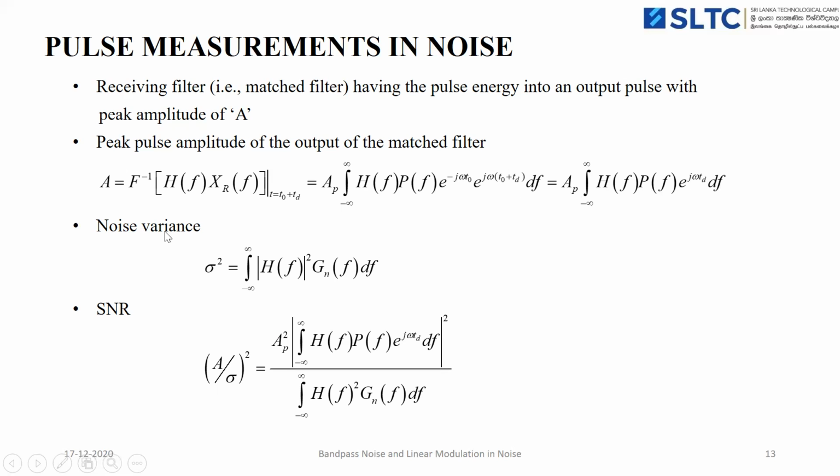Then we can find the noise variance of the transmit pulse at the destination, which is sigma squared. It is the integration of the frequency response of the matched filter and the noise power spectrum GN of f. Then we substitute both the signal power, meaning peak pulse amplitude, and the noise variance. So we get the signal to noise ratio for the transmit pulse in the presence of additive noise, denoted by the ratio A by sigma whole squared.